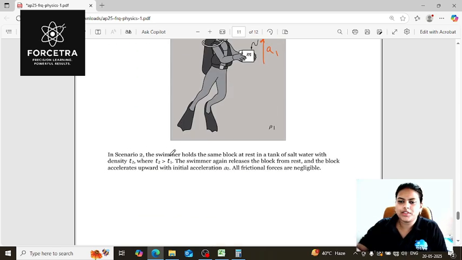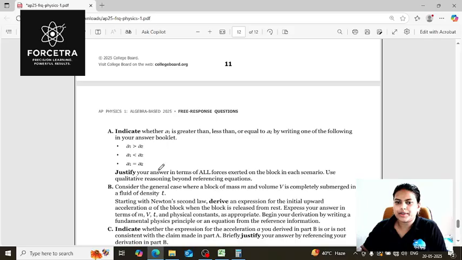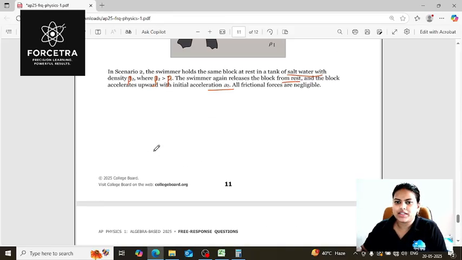In scenario 2, the swimmer holds the same block in salt water, meaning the density is rho 2 there. Rho 2 is greater than rho 1, and it is released from rest, and the upward acceleration here is A2. Indicate whether A1 or A2. We have to find the relation between A1 and A2.